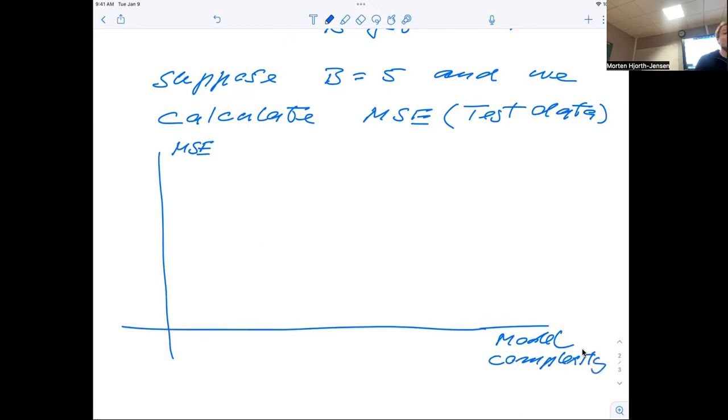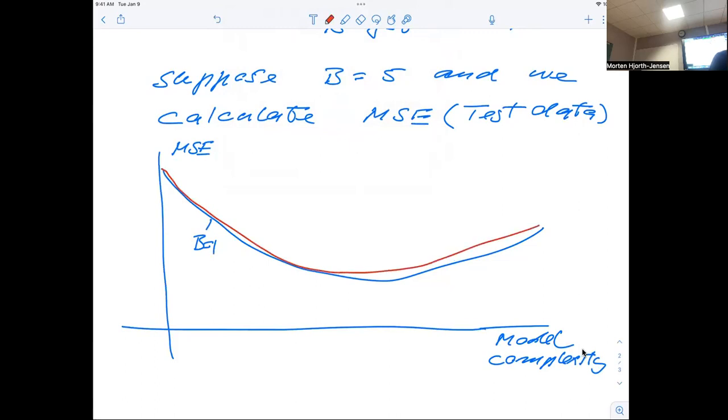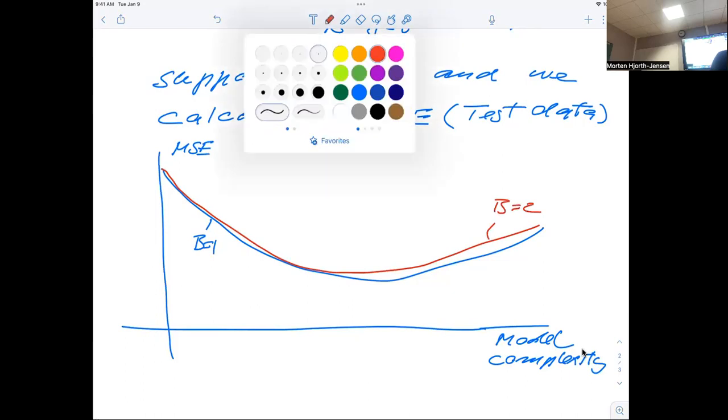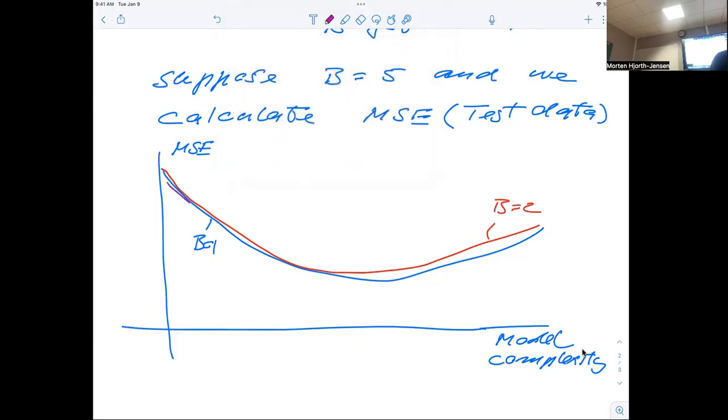So this could be a polynomial approximation. So the model complexity could be a polynomial of given degree. So what you would see then, if you do the first one, b equal to 1, it could perhaps go like this. So this would be b equal to 1. Then we make a new calculation, and this could go like this, and it could change a little bit. So this could be b equal to 2. And then we rerun a new bootstrap, and then we could get something like this, and b equal to 3.